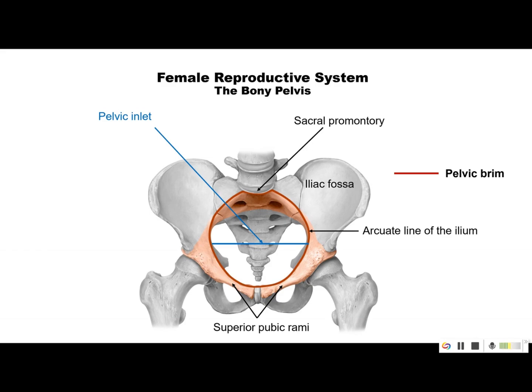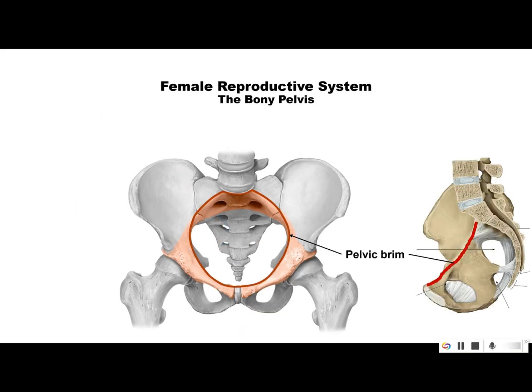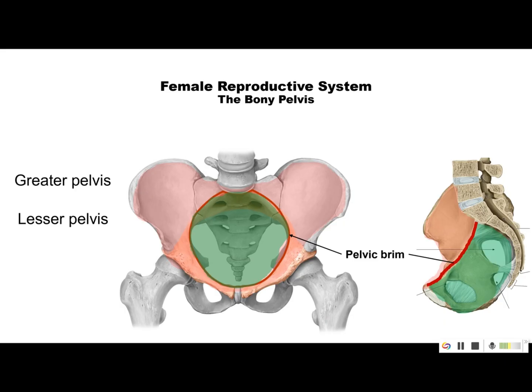The area surrounded by the ischial spine, the coccyx, and the inferior edge of the pubic symphysis is known as the pelvic outlet. Anatomically, the pelvic brim divides the bony pelvis into the greater pelvis above and the lesser pelvis below.